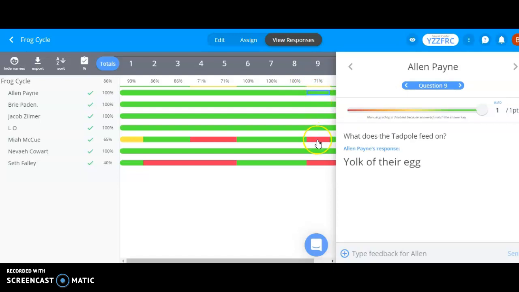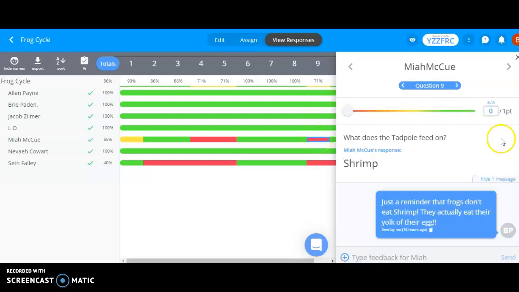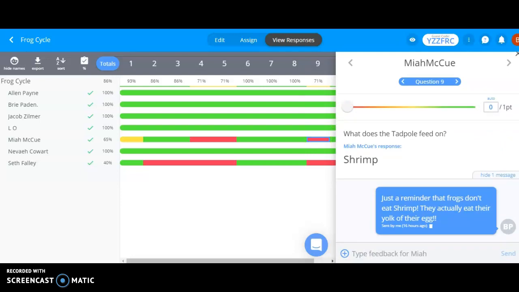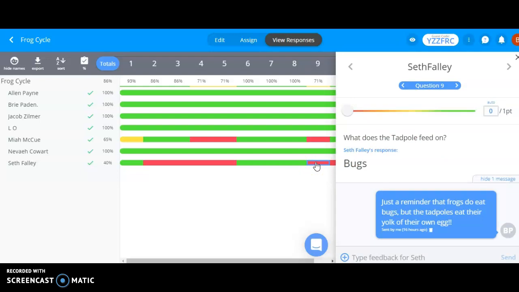And then my ninth question is, what does the tadpole feed on? Just a reminder, Maya, that frogs don't actually eat shrimp. They actually eat their own yolk of their egg. And then Seth also responded with bugs. Just a reminder that frogs do eat bugs, but the tadpoles eat the yolk of their own egg.